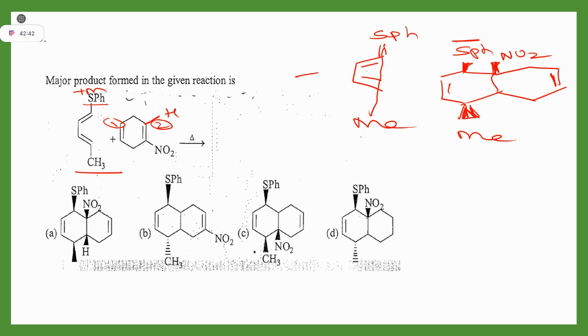So in the product also they are going to be cis. See here, NO2 and hydrogen are on the same side, so they will be the same in the product also. Yes or no? So option number A is most appropriate. Everyone clear? Okay.